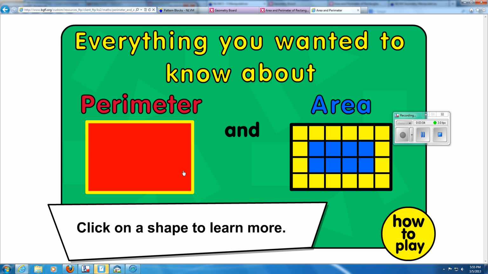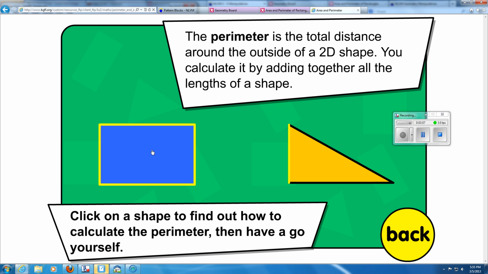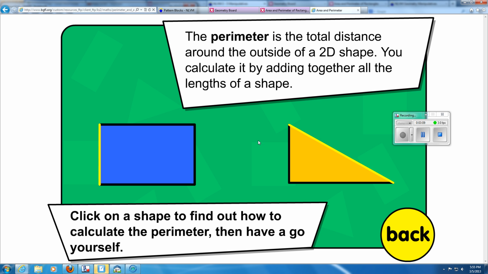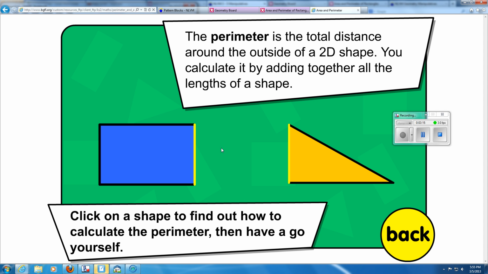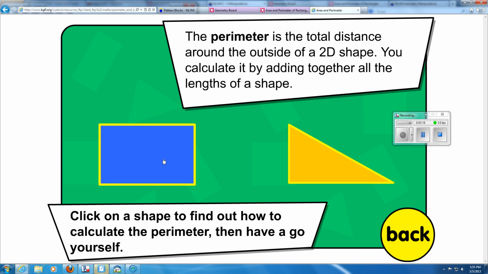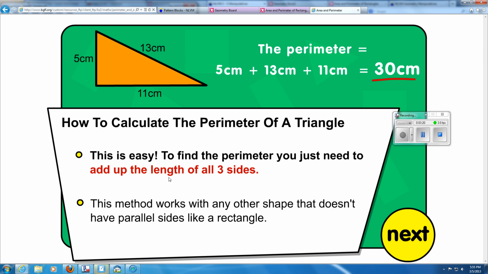It says click on a shape to learn more. The perimeter is the total distance around the outside of a 2D shape. You calculate it by adding together the lengths of the sides. And here we can click on this triangle. We're going to find the perimeter of the triangle by adding the lengths of all the sides. So we have 5 centimeters, 11 centimeters, and 13 centimeters. If we add those together, we get 30 centimeters total.